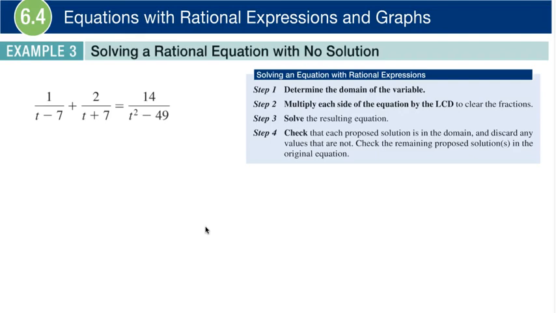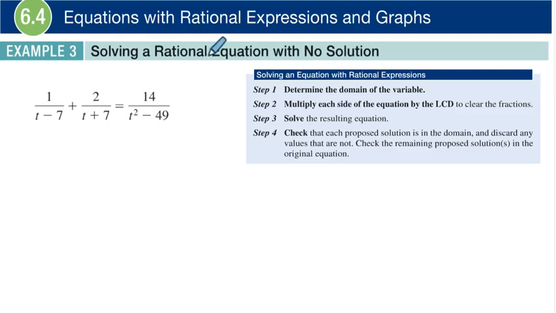All right, so now I want to show you an example where, when we solve our rational equation, it's not going to have a solution. Okay, so let's follow our 4 steps that we learned from our last example, and we'll see what happens here. Great, so let's first determine the domain of the variable.